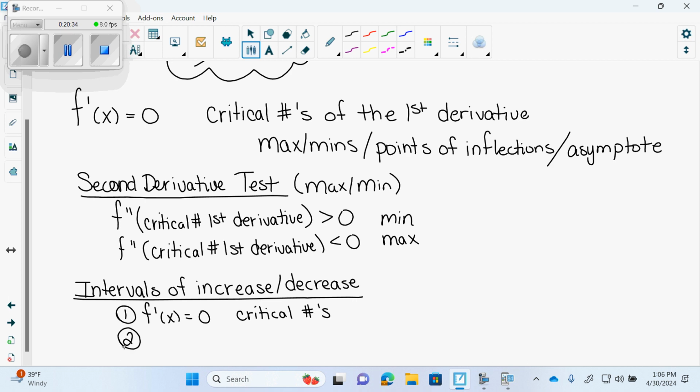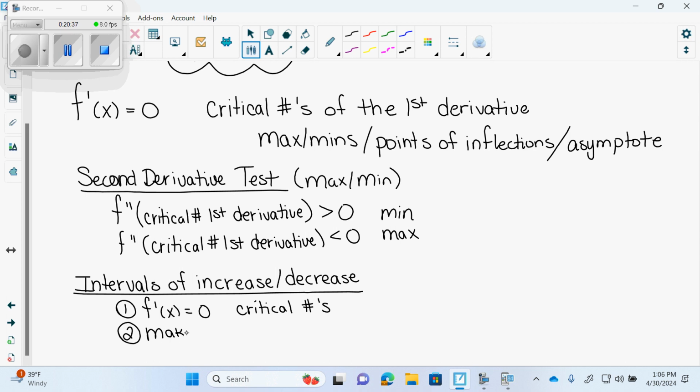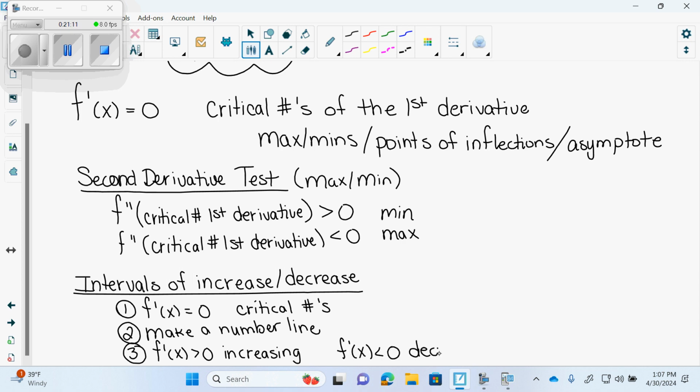Number 2, you make a number line. And then the increase, decrease will fall between those critical numbers, correct? How do I test it? Where f prime of x is greater than 0, what's happening? The graph is increasing. And where f prime of x is less than 0, it is decreasing. Make sense?